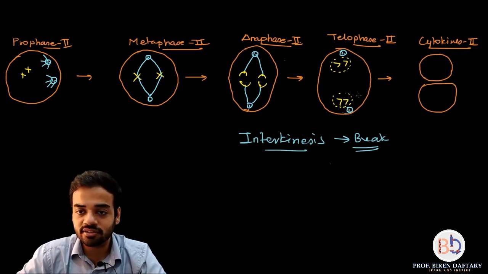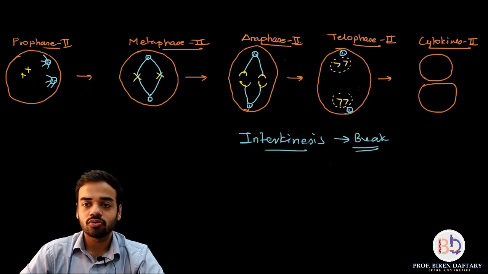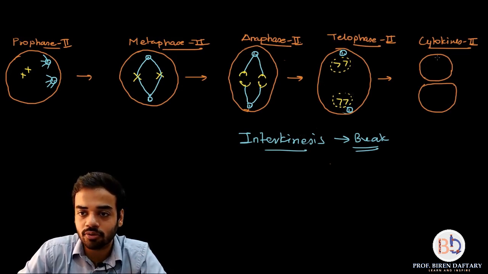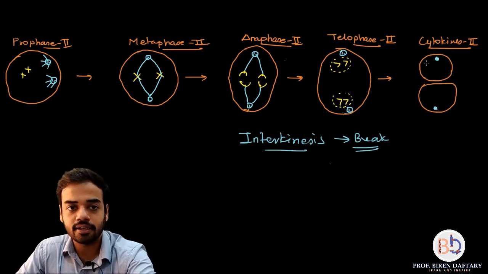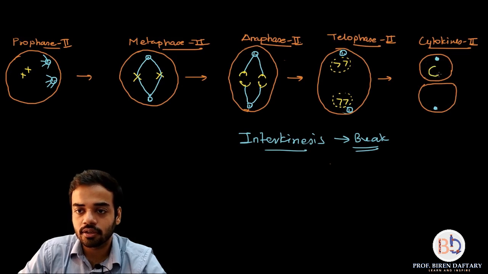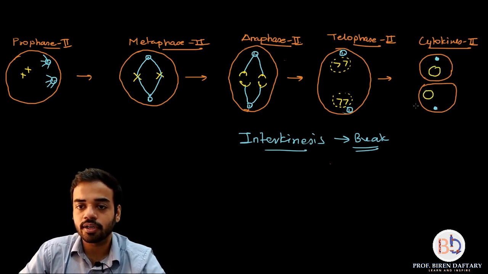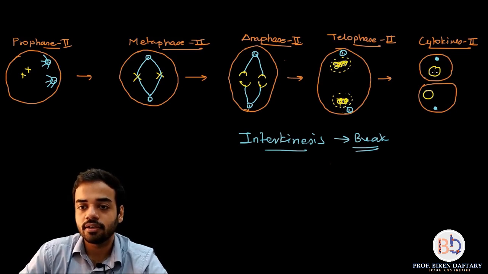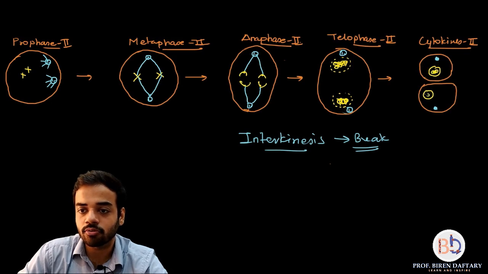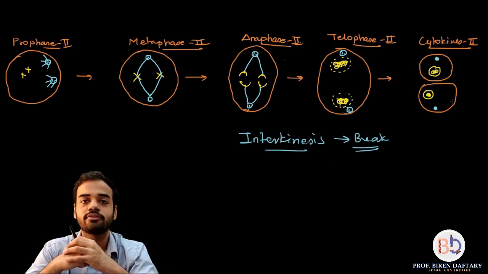And last is cytokinesis 2. What is going to happen? In cytokinesis, obviously you know the furrow will be formed, and finally you are going to have the cell which is having centrosomes over here. All right, and you are having the nuclear membrane. Oh, I forgot to show that the chromosome again decondenses into chromatin, and so you will have chromatin over here, and these are your 2 cells which are formed.